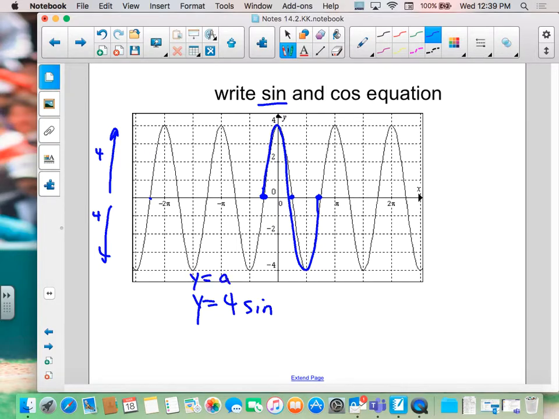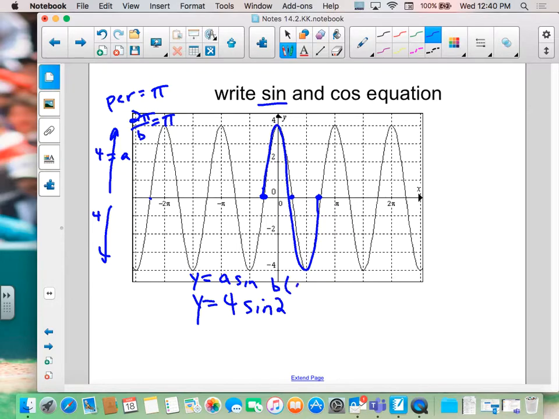y equals A sine. My next letter is B. Okay, that's going to be the period. Well, I'm going to look at my wave here. I went 1, 2, 3, 4 spaces. 4 spaces means I have a period of pi. That means B is 2, because 2 pi over B has to equal pi. If I put a 2 there, 2 pi divided by 2 is going to give me 1 pi.